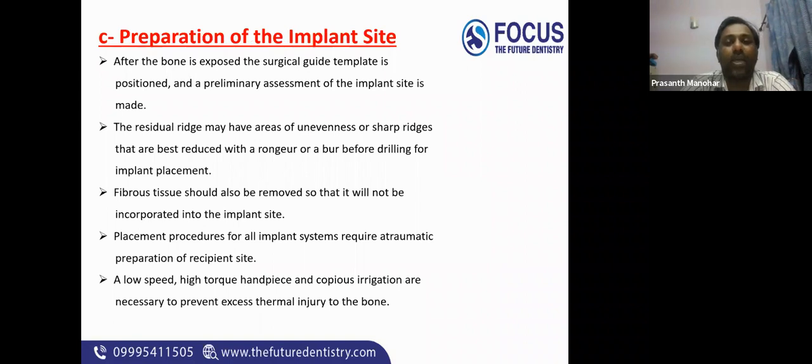Now, preparation of the implant site. I already told you we'll have to raise the flap. You can use a surgical guide for implant placement. Then you can drill the ridges with the implant drills. Sequential drilling is done. Maximum atraumatic preparation of the implant site is required so that maximum preservation of the bone is obtained. You can use copious irrigation with saline so that you can conserve the bone from thermal injury.